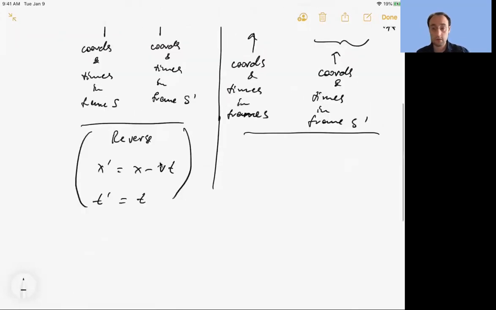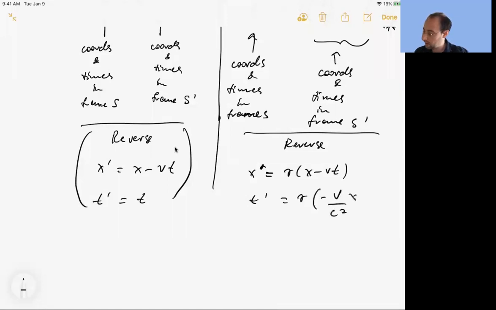And true, there's also a reverse transformation. Okay, and the reverse transformation is x prime equals gamma (x minus vt), and t prime equals, we just reverse the sign in front of the v, gamma (minus v over c squared x plus t).